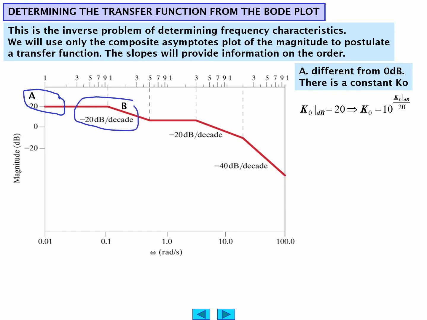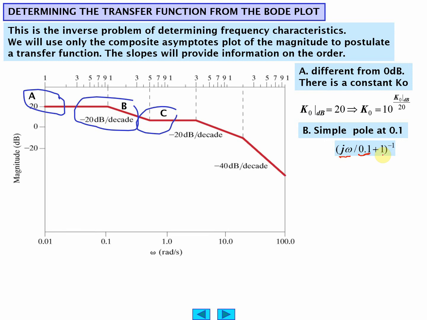Next, 20 dB per decade drop. That means there's a pole, because with a pole, as the frequency goes up, the gain goes down. So it's a simple pole, and it's at an angular frequency of 1/10, which can be written like this. Here's the 1/10 right there: j omega divided by a 10th plus 1.